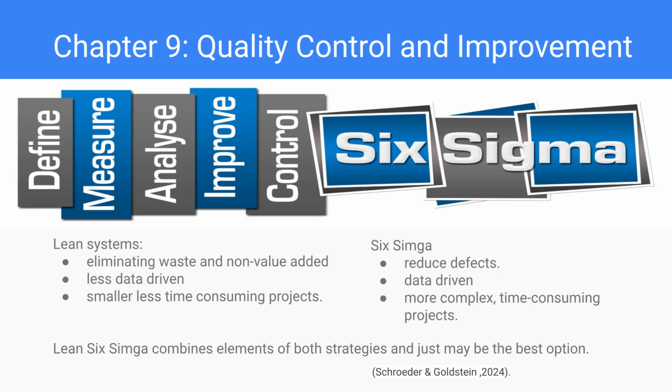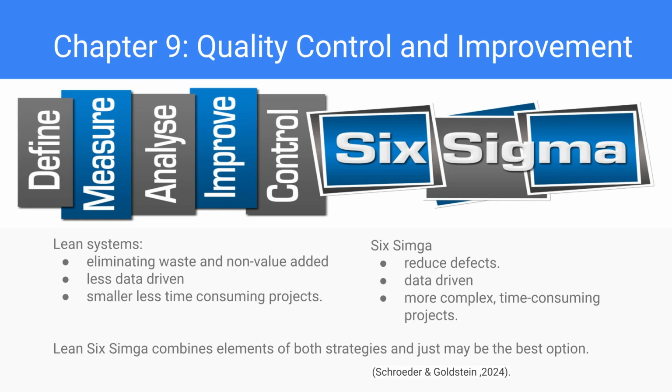Chapter 9 focuses on quality control and improvement. Six Sigma uses 5 steps. Define the process needing improvement. Measure the customer input turned into goals. Analyze your root cause of defects. Improve the process as changed and monitored. And then control the measurements, ensuring improvements are not lost over time.